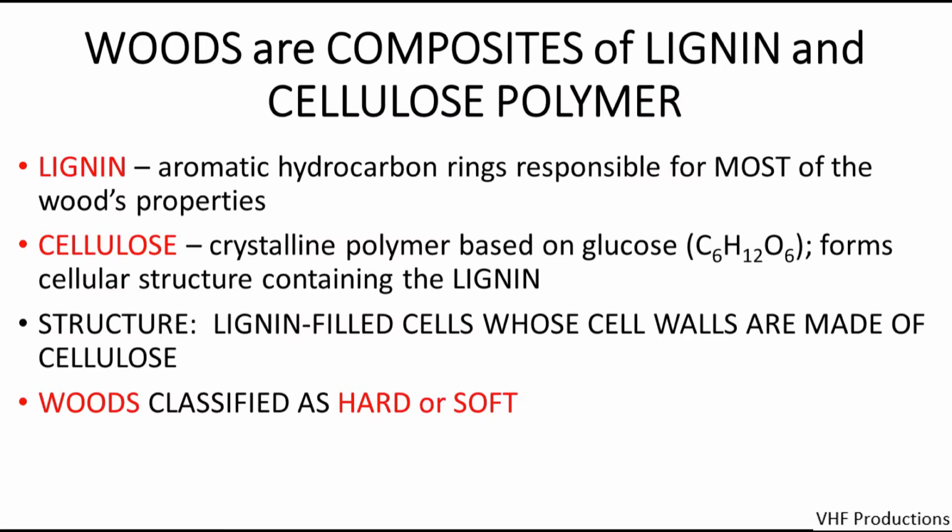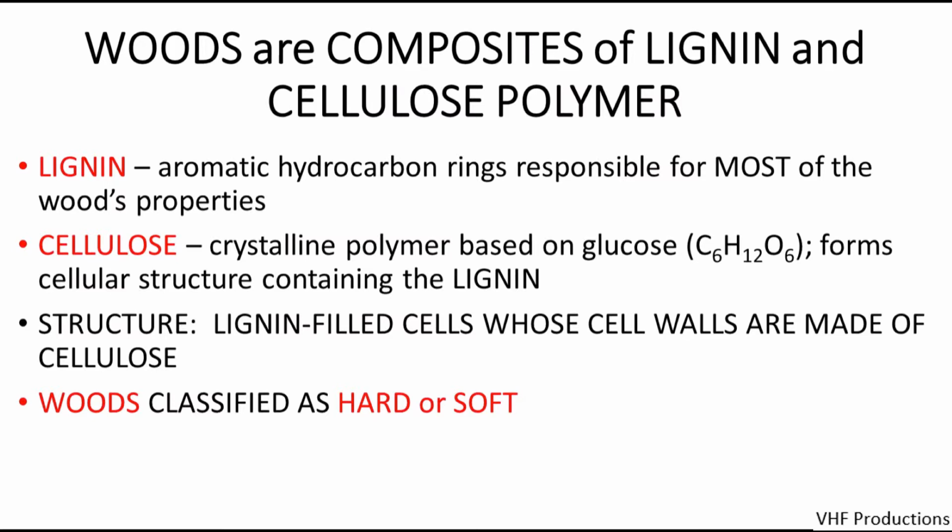Before beginning the lab, I'd like to provide a little background on wood itself. Wood is a composite material composed of lignin and cellulose. Lignin is an aromatic hydrocarbon structure in the form of rings that's responsible for most of the wood's properties. The cellulose component is a crystalline polymer based on glucose, and it forms a cellular structure that contains the lignin in the cavities of the cells. So the overall composite structure of wood is lignin-filled cells, where the cell walls are made of cellulose.